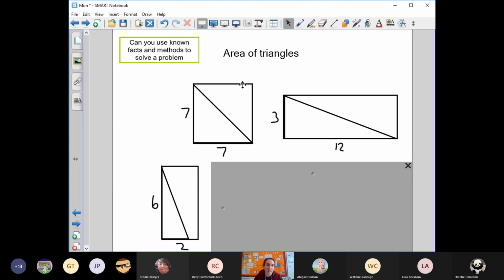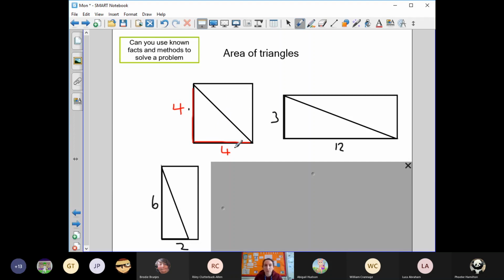It's got the same size base, the bottom, and the same size height. So if I was working out the area of that square, what would it be? Hang on, actually, I'm just going to make the numbers a little bit easier to use. Let's make that 4 by 4. If I was going to work out the area of that square, how would I work out the area?